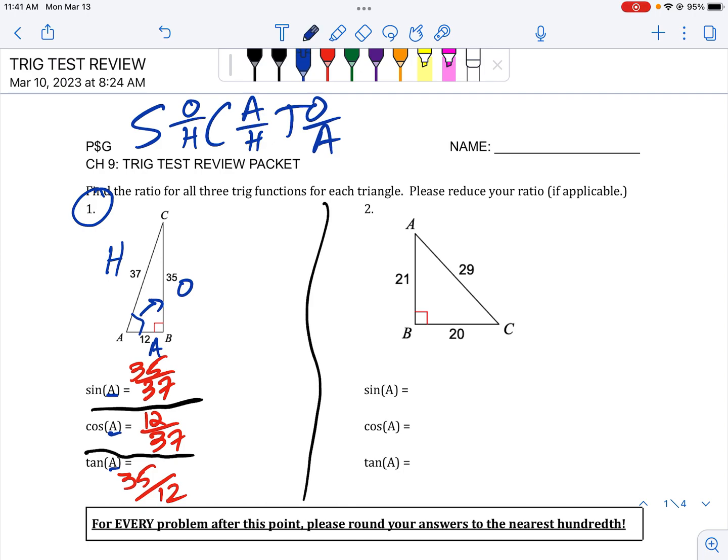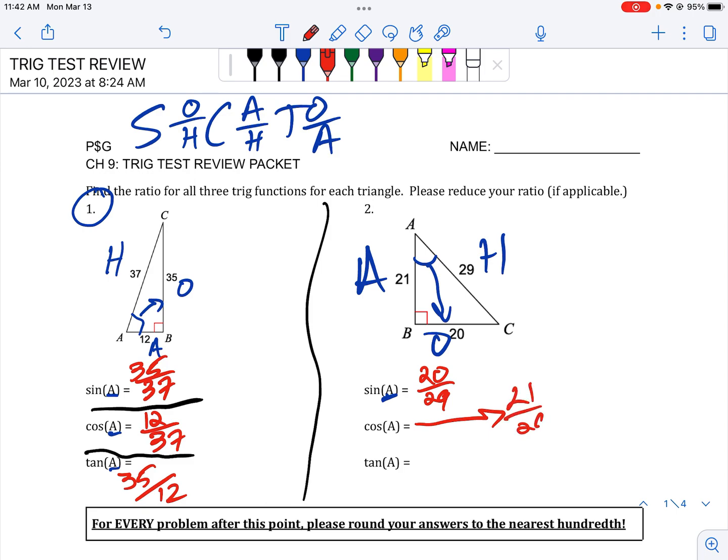For number 2, my angle is up here. So this is my O, this is my H, and this is my A. So if that's the case, then sine is still O over H. Again, you can see here it says angle A. Sine of angle A is O over H, so that's 20 over 29. Cosine is A over H, adjacent over hypotenuse, so 21 over 29. And tangent is O over A, opposite over adjacent, so 20 over 21.